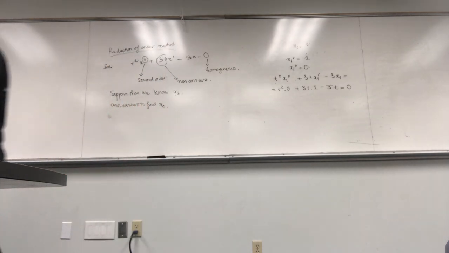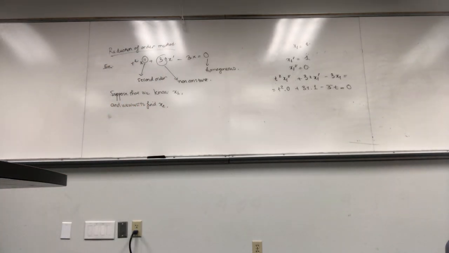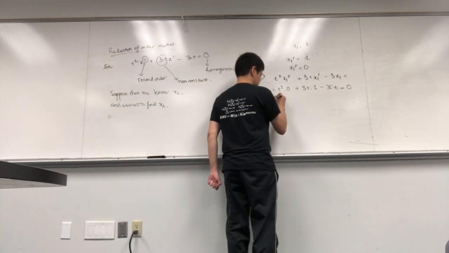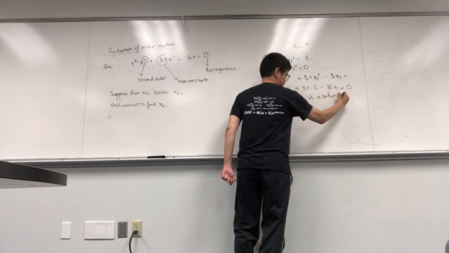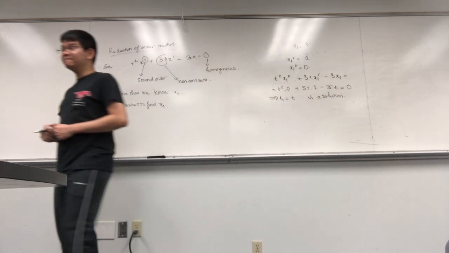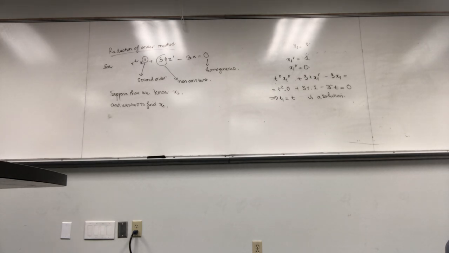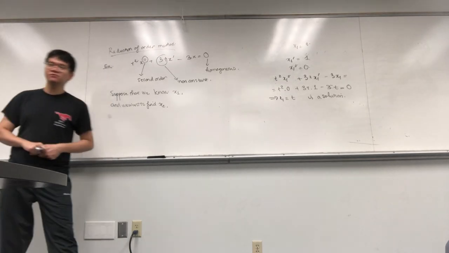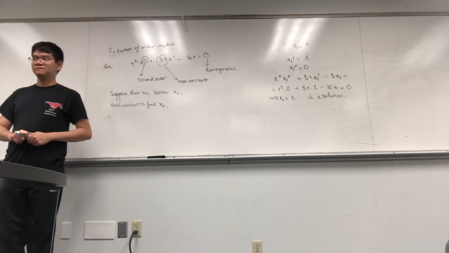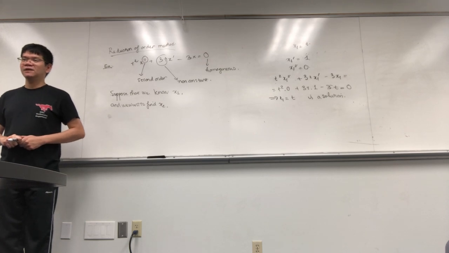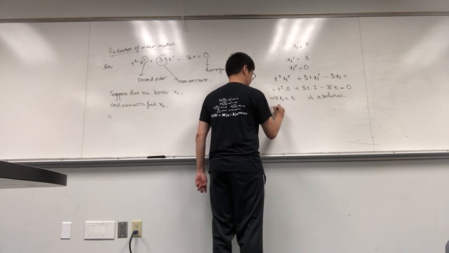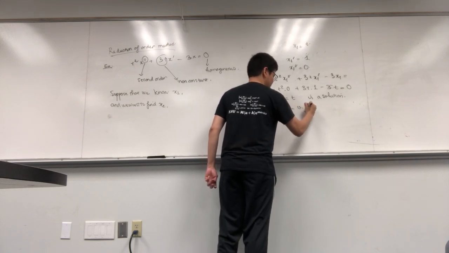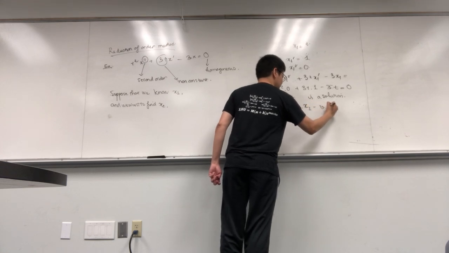All right? So basically, I give you one solution in advance. Right, so x1 equal to t is a solution. So basically I give you one solution and you have to find the second solution. So how do I find the second solution? This is tricky, because you suppose that x2 is v times x1, and this is v times t.